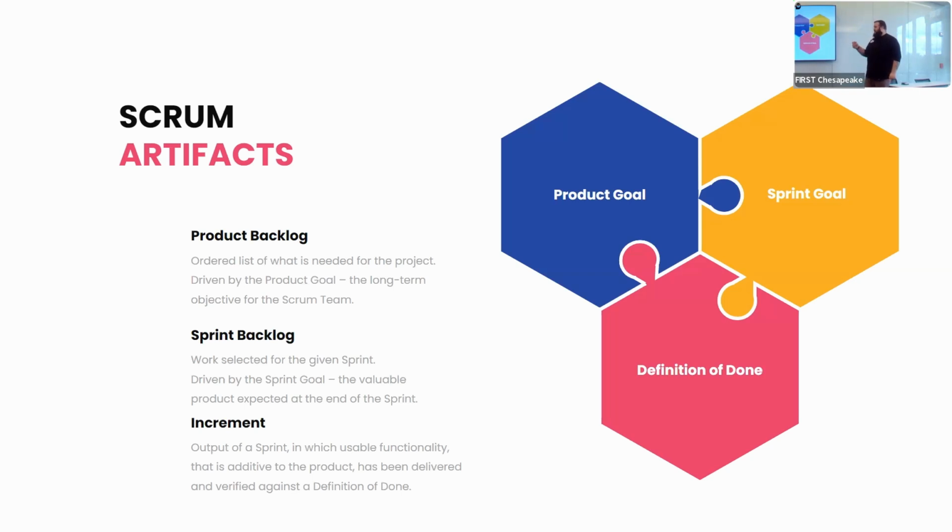And they will bring those into the sprint. And this creates the sprint goal, right? So that is the valuable product expected at the end of the sprint. That's something that is usable and provides value to the team in the sprint. Those finally create the increment, right? So it's the output, the physical output of the sprint. It's a usable functionality and additive to the product.